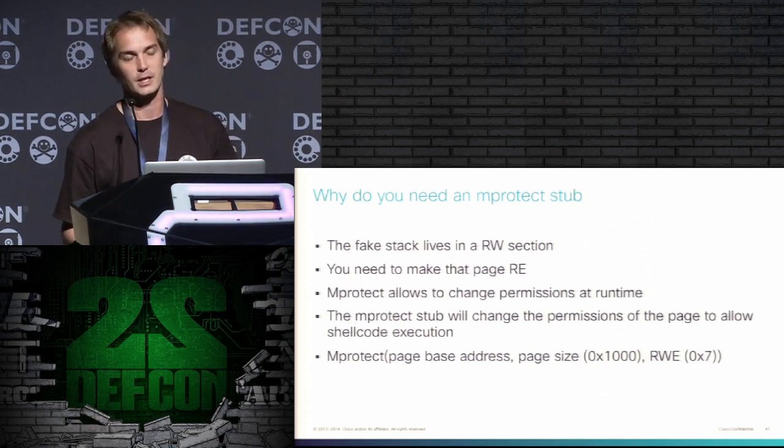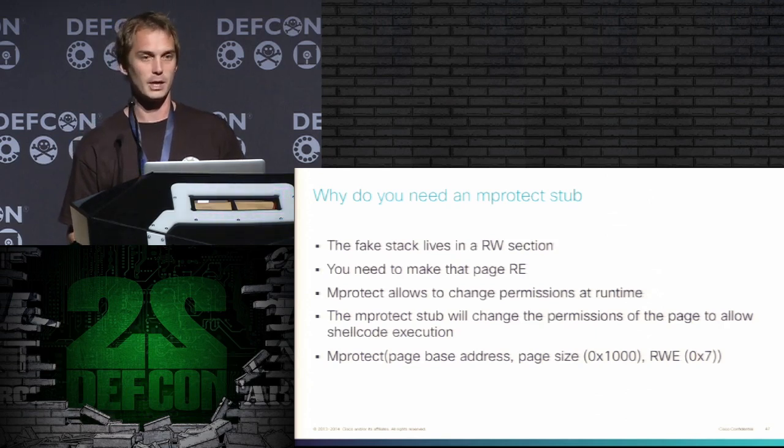So this is where mprotect kicks in. It's just a standard Linux libc function, which allows you to change memory permissions at runtime. So basically I just add a small mprotect stub in the front of that, and once that has executed, it will jump back into your shellcode.